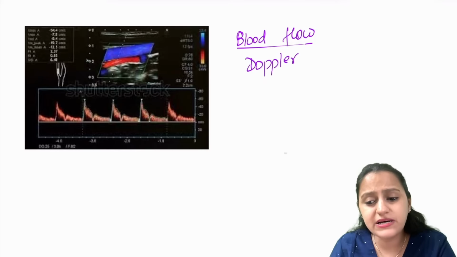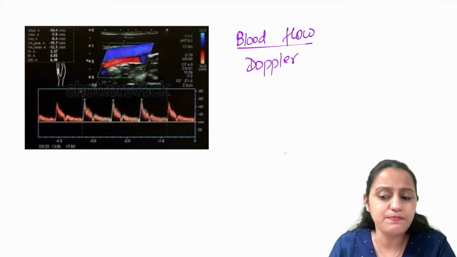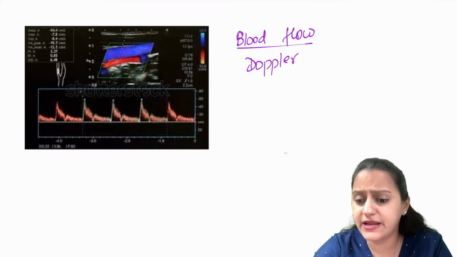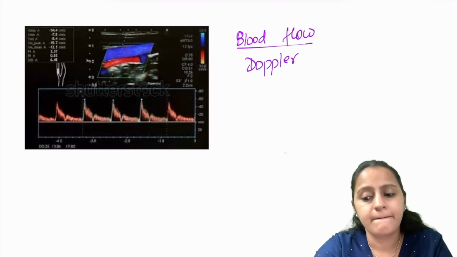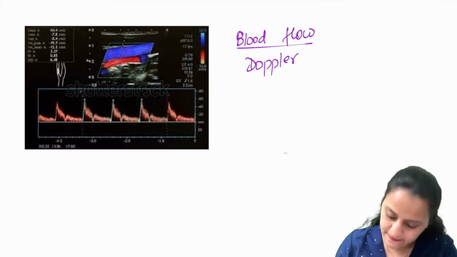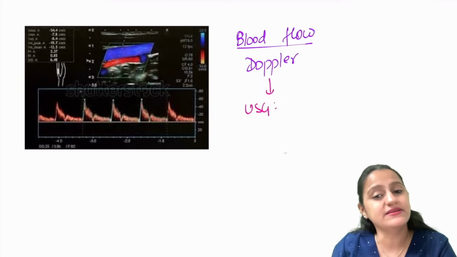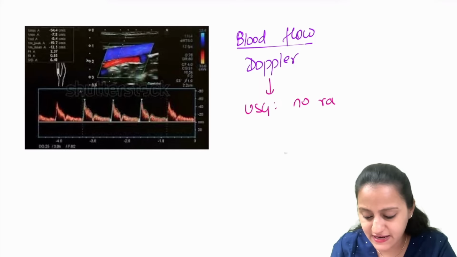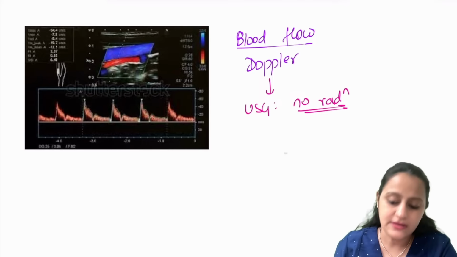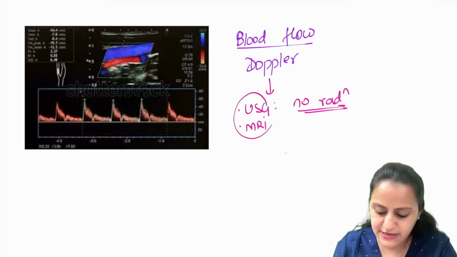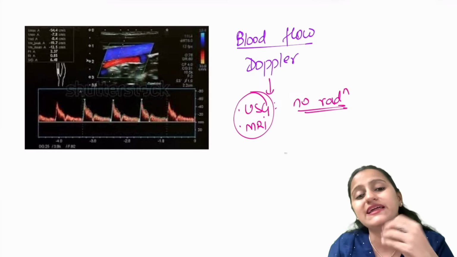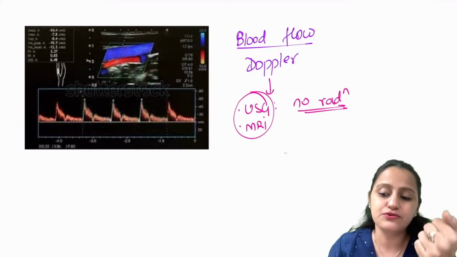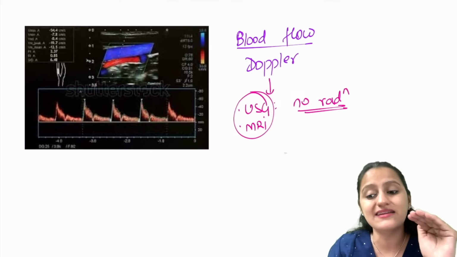So does Doppler have radiation? Does Doppler have radiation? Yes or no? Correct. Doppler is USG, right? It's ultrasound. So does it have radiation? No radiation. Please remember, ultrasound and MRI do not have radiation. Very, very important. X-ray, CT, fluoroscopy, they do have radiation. There's no radiation. It is ultrasound.